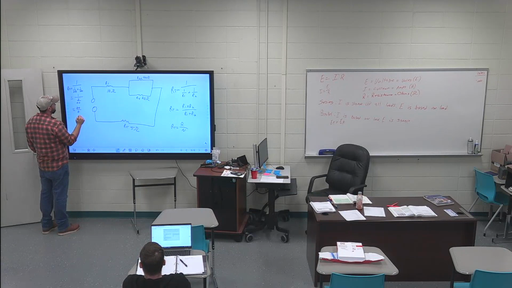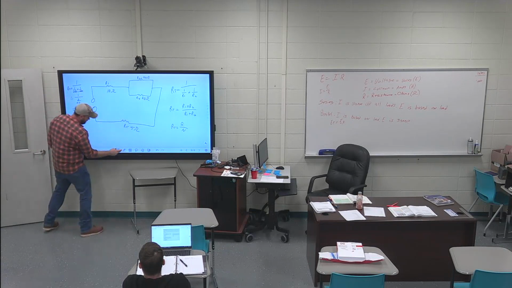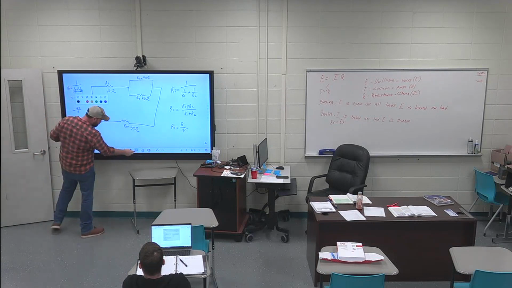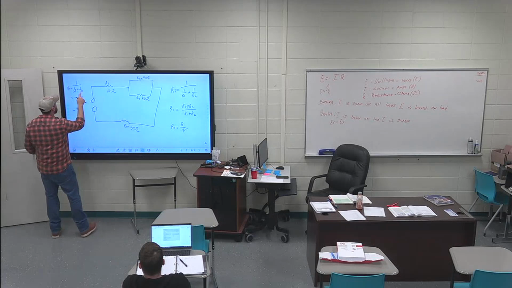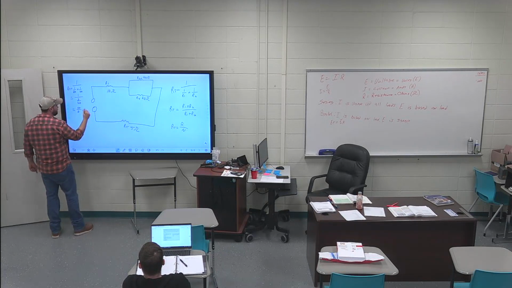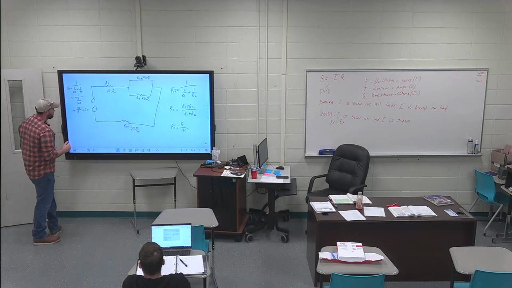Why did I say 40? Where did I mess up? You put 1 over 20, it's supposed to be 1 over 40, right? Yes. R2, 3 is 40, not 20. My bad. Sorry. So 1 over 40 plus 1 over 40 is 2 over 40, then 40 divided by 2 gives you 20, right?